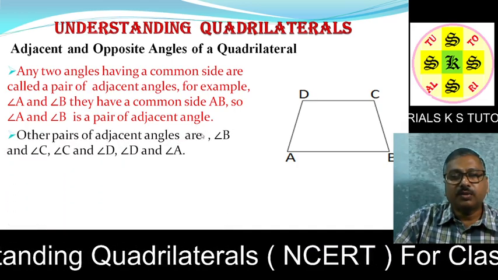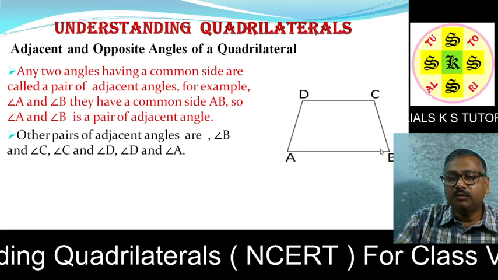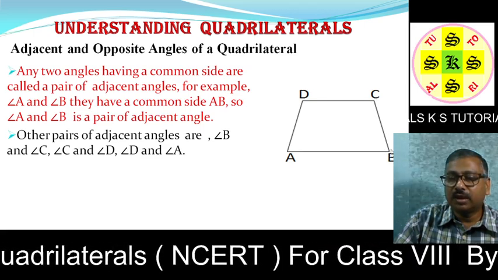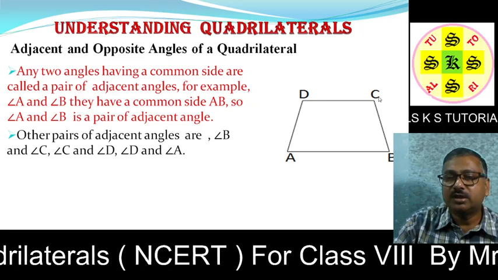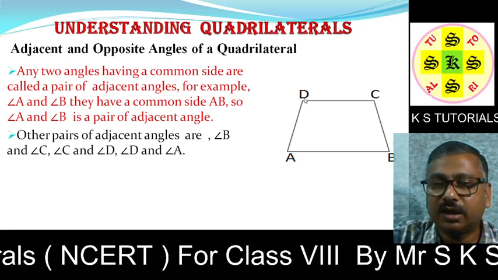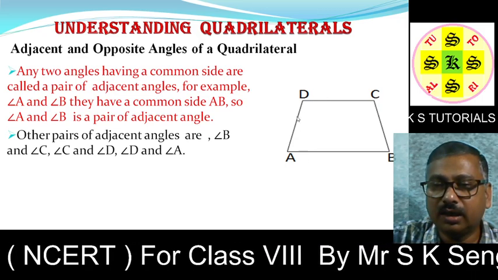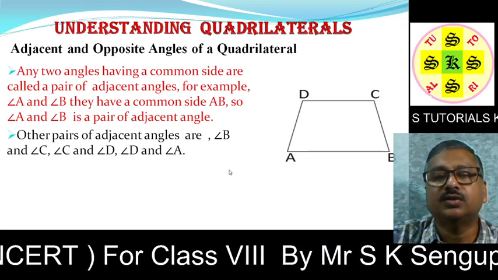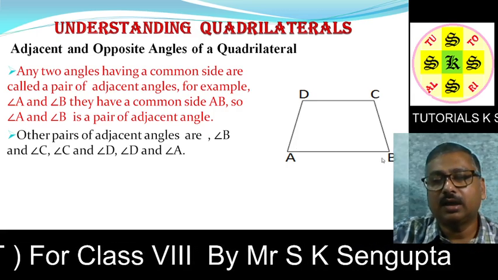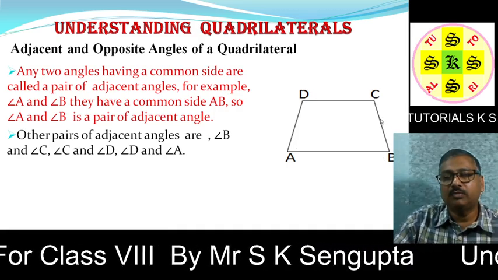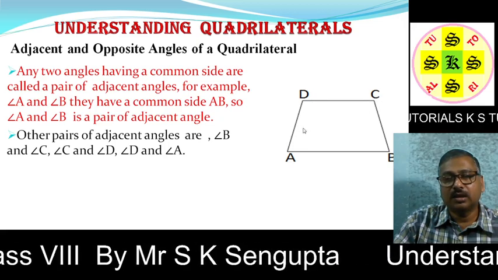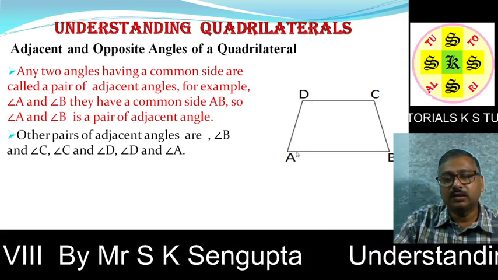Other pairs of adjacent angles are angle B and angle C, connected by the common side BC. Similarly, angle C and angle D, their common side is CD. Angle D and angle A, their common side is DA. So these are the four pairs of adjacent angles: angle A and B is one pair, angle B and C another pair, angle C and D another pair, and angle D and A is the fourth pair.